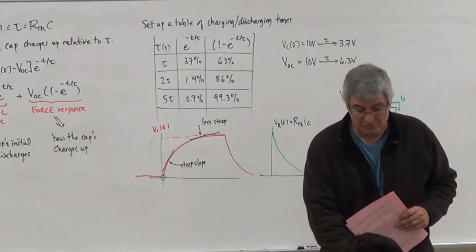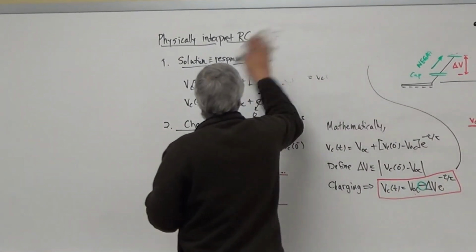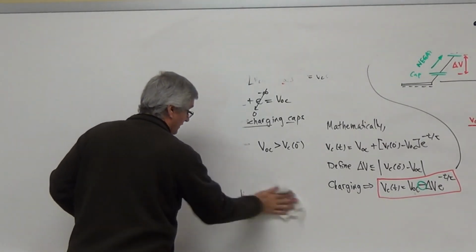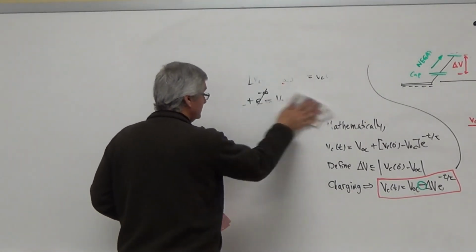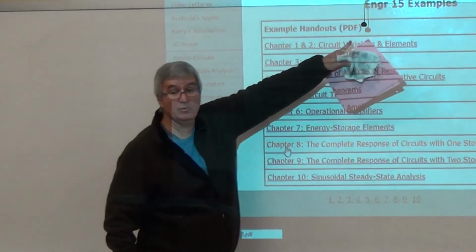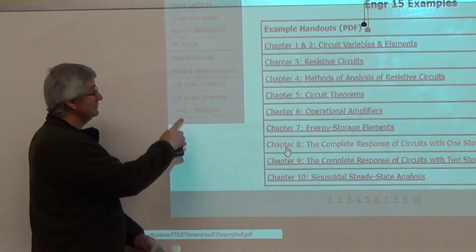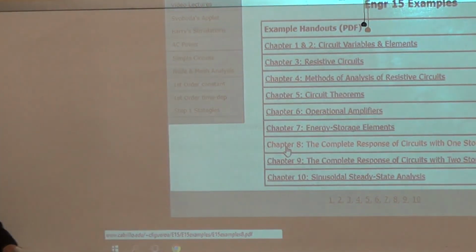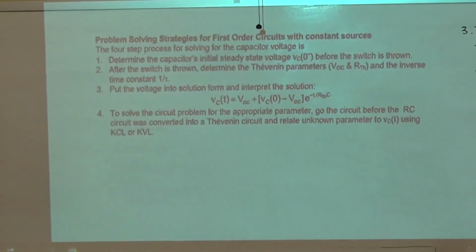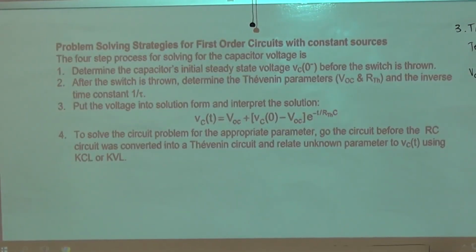Okay, so what I want to do here is look at some strategies for solving these circuits, and then let's do 2 examples. So what am I going to do? I go to the example webpage, first order constant. When I hit this first order constant, I get these things here. So it's essentially a 4-step process.